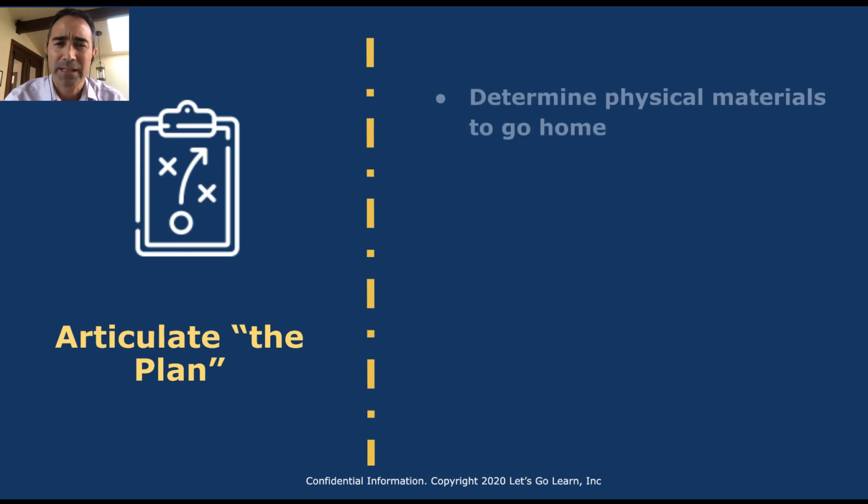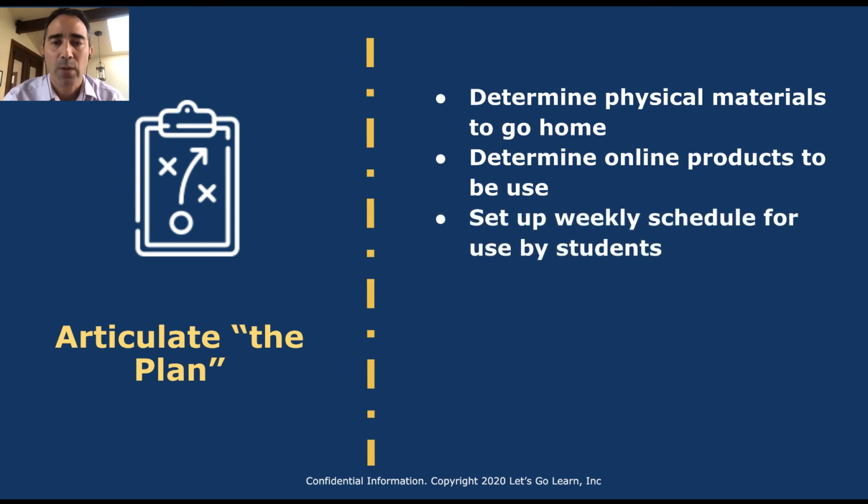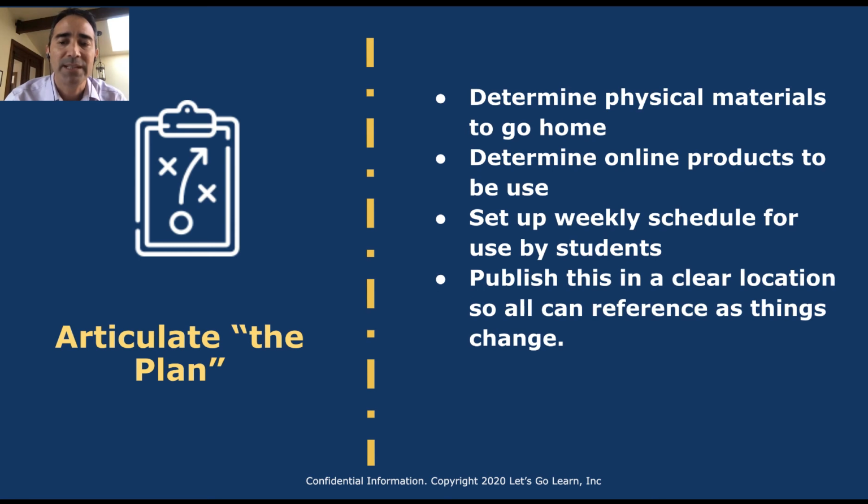Next, articulating the plan. Determine what physical materials are going home. Determine which online products are being used, whether it's our product or some other product. Set up a schedule. How many lessons do each student need to do, by what date, and this should be a weekly schedule. Publish this in a clear location so that everyone can reference this.